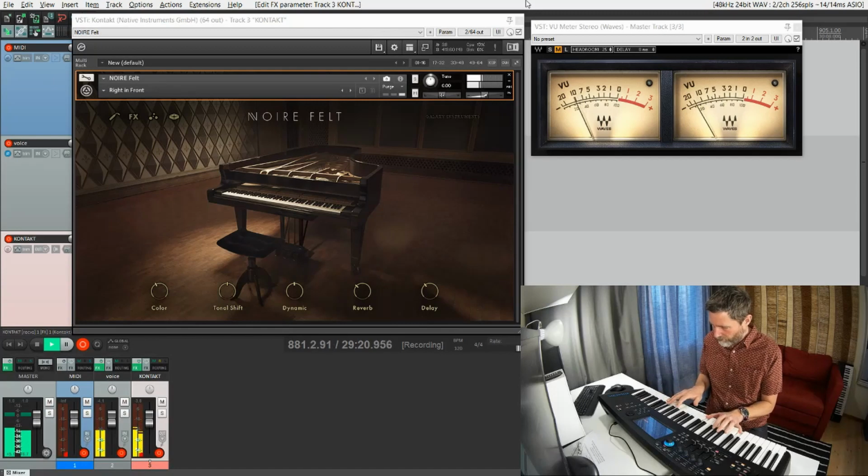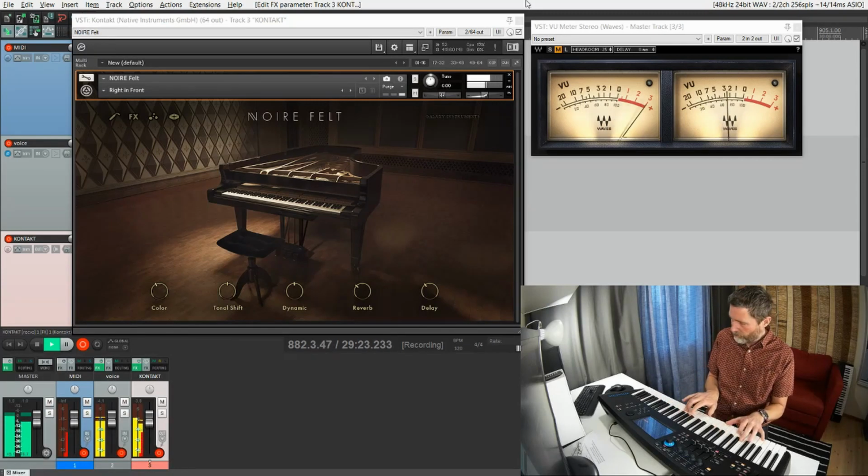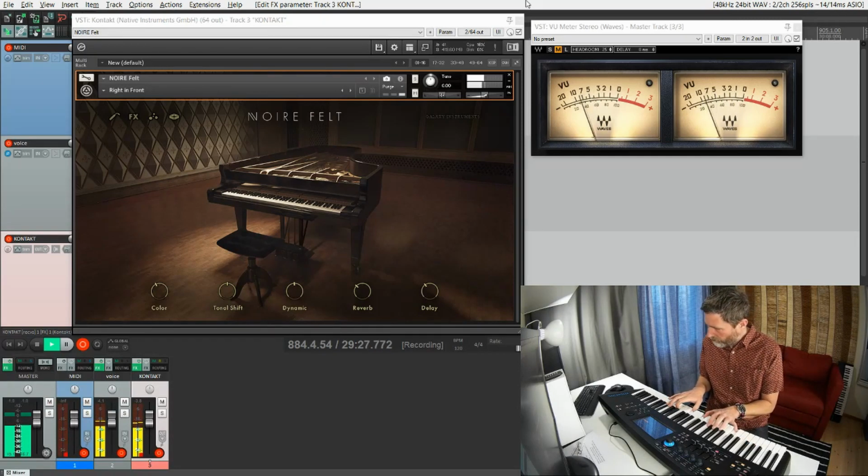Well, now you know what Kontakt is. You've probably already heard it 1,000 times on countless hits and movie soundtracks.